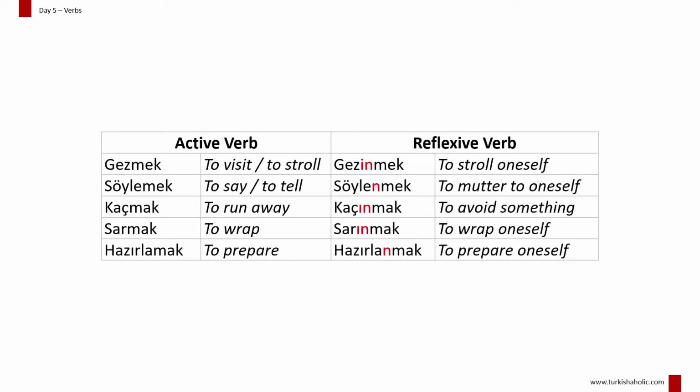Reflexive verbs are usually made to show that the subject and the object are in the same sentence. In English, we use "myself" in combination with a reflexive verb. In Turkish, we simply add the suffix ı, i, ü, etc. plus the n to give the same meaning that "myself" gives in English. Gezmek, gezinmek, söylemek, söylenmek, kaçmak, kaçınmak, sarmak, sarınmak, hazırlamak, hazırlanmak.